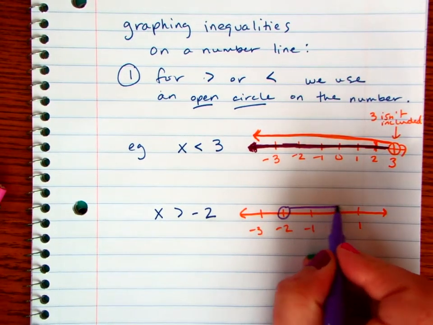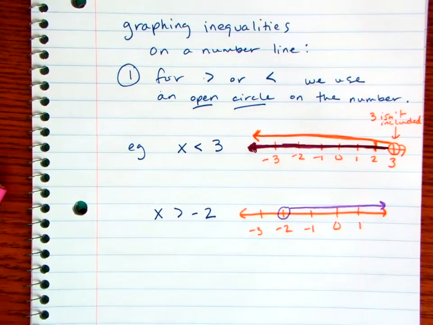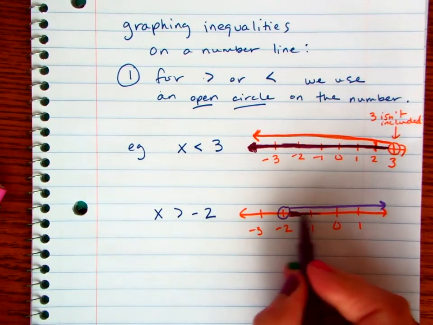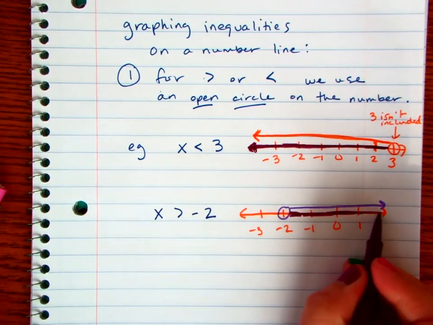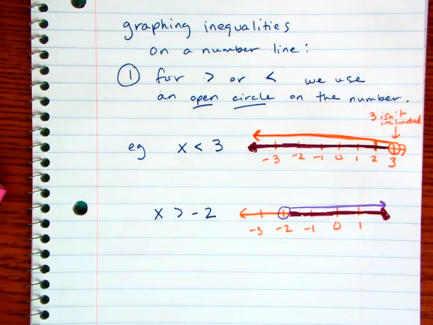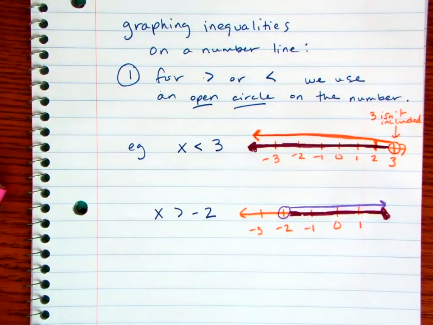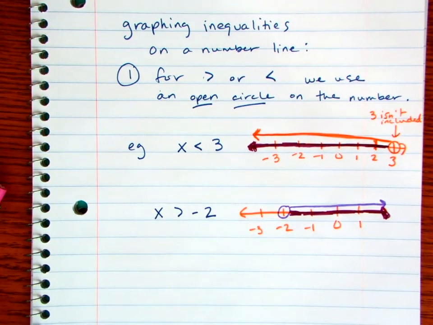So we would either draw a line here or we would color it in. So again, right here, all of that section there that is greater than. Because all of these things, -1, 0, 1, etc., are all in the greater than section. All right, so that's a reminder of what we do with less than or greater than.